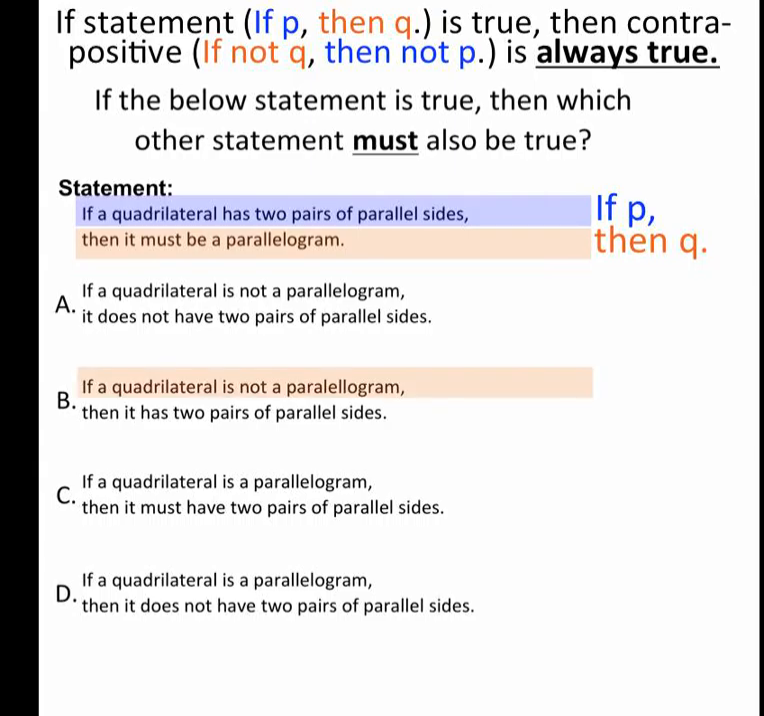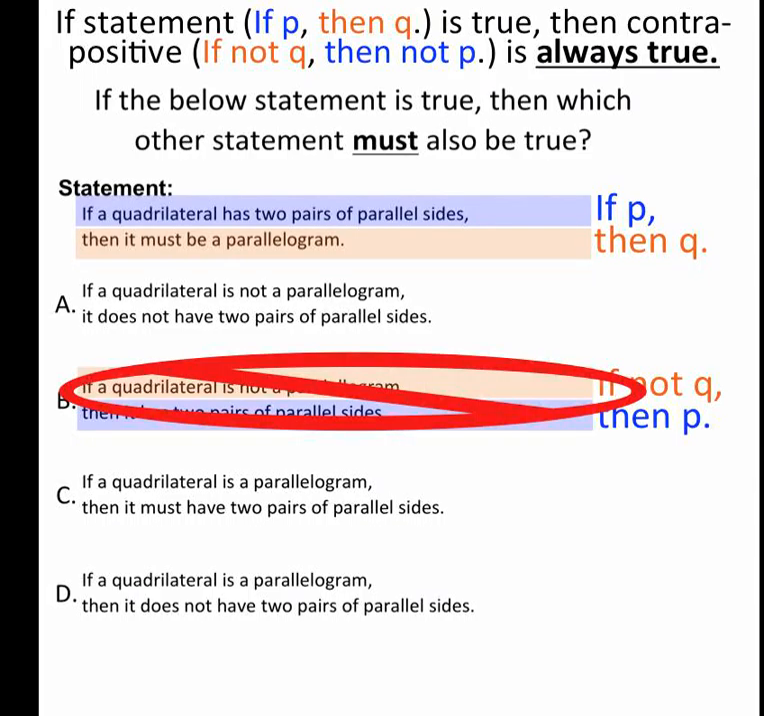Let's go through the various statements. B says if a quadrilateral is not a parallelogram, so if not Q, that's a good start, then it has 2 pairs of parallel lines. Well, that's just my P statement restated. So that is not my contrapositive, which is if not Q, then not P. So that's not my contrapositive. Let's try the next one.